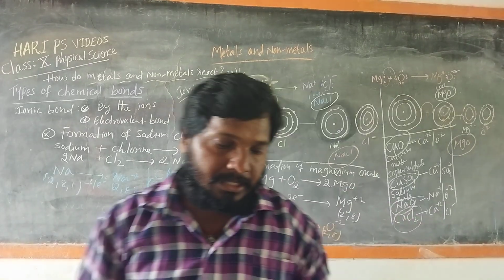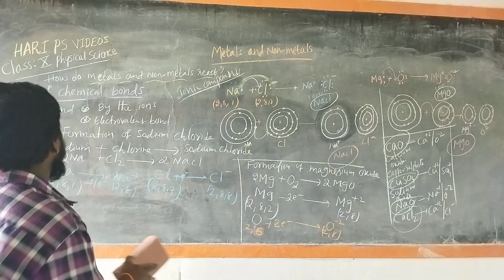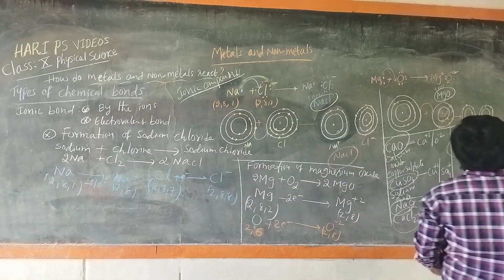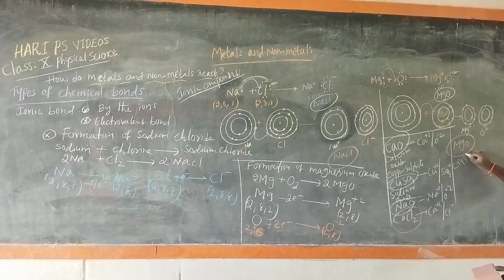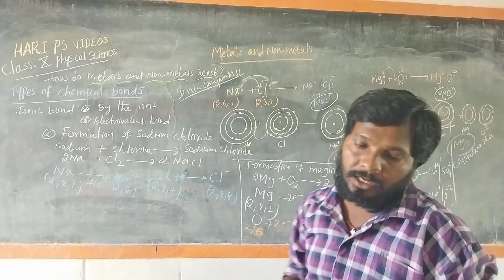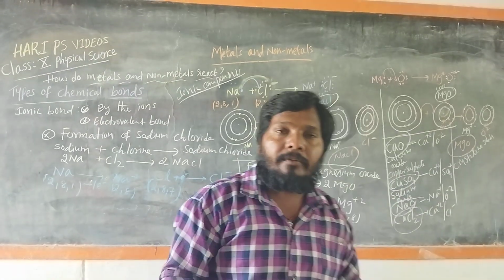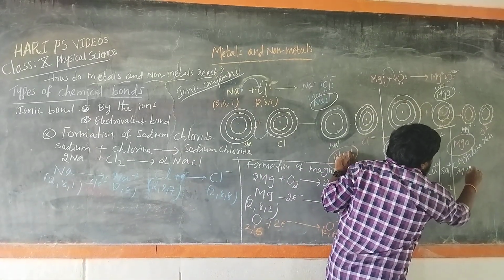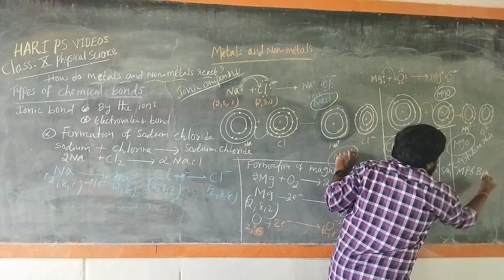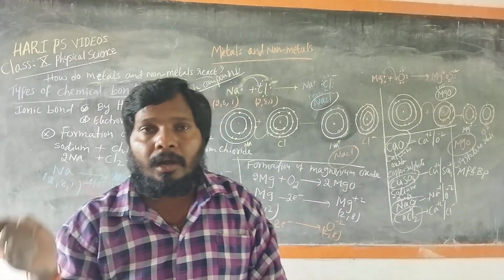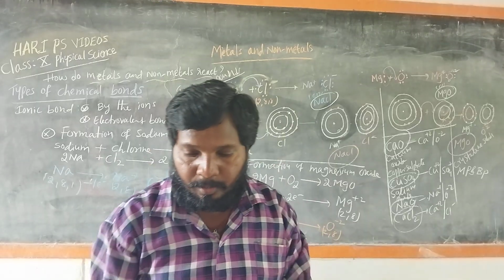So here you write: mostly, ionic compounds are crystalline solids. Ionic compounds have high melting points and boiling points.